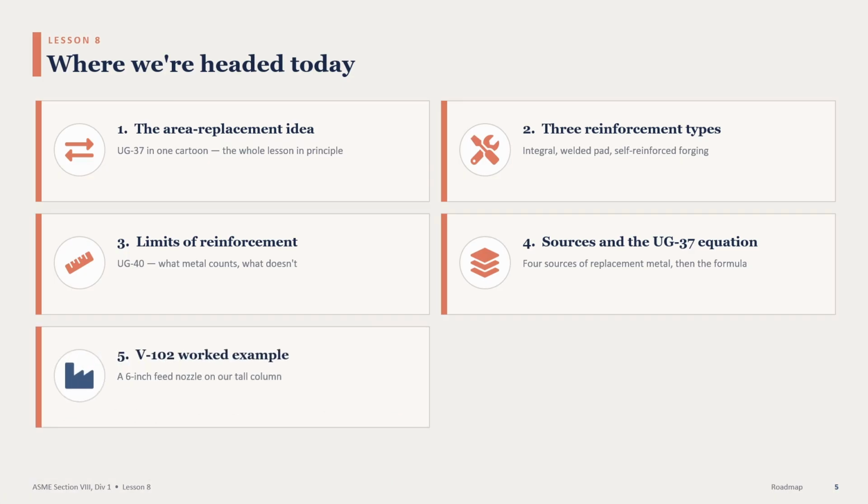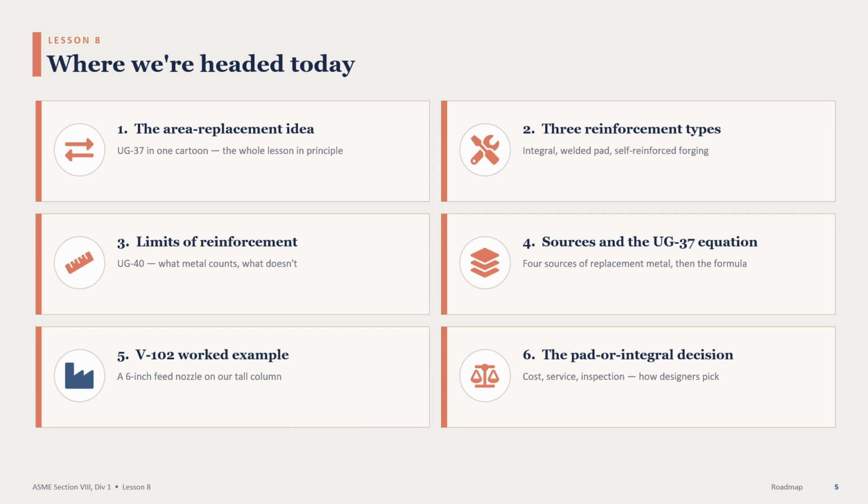5. V102 worked example. Adding a 6-inch feed nozzle to our tall column. And 6. The pad or integral decision. Cost, service, inspection. How designers actually pick. Let's start.